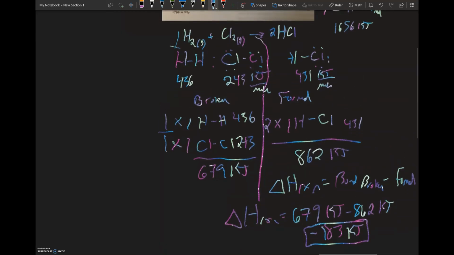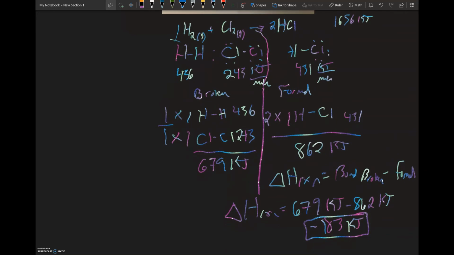So to recap what I just did here. The first thing you do is draw the Lewis structure. Then you look at the bond energies for the types of bonds that are present from the Lewis structures. You tally them up together in the broken. You tally them up for the formed. Remember, the broken represents the reactants. The formed represents the products. Make sure you draw that line, that middle barrier, so you don't get the products and reactants mixed up.